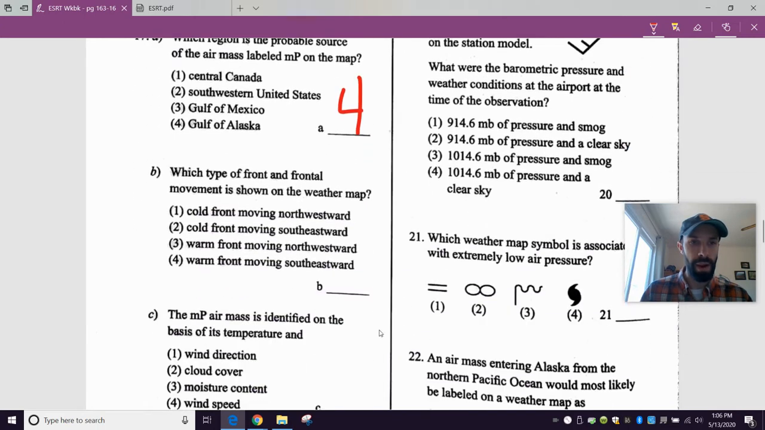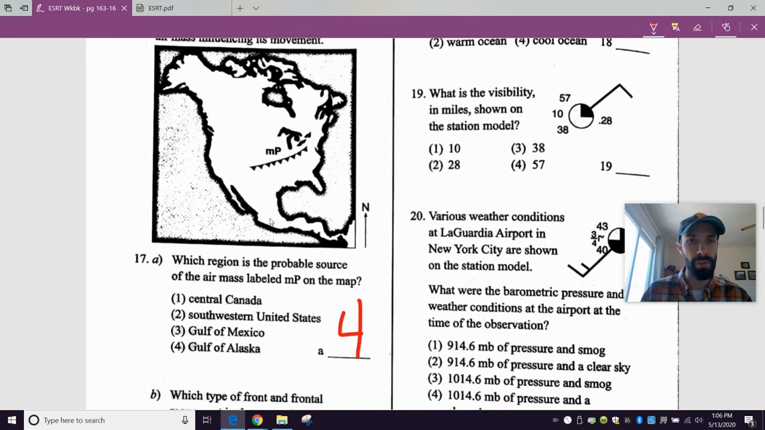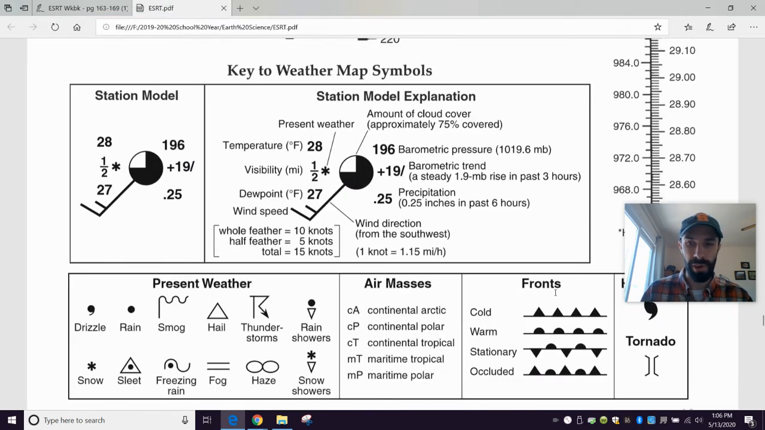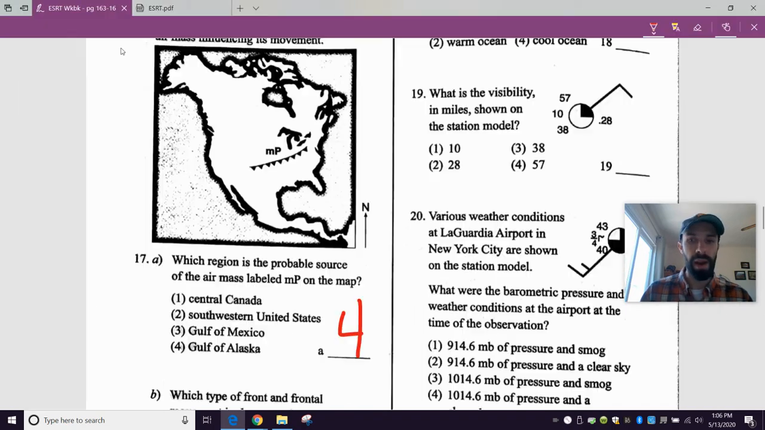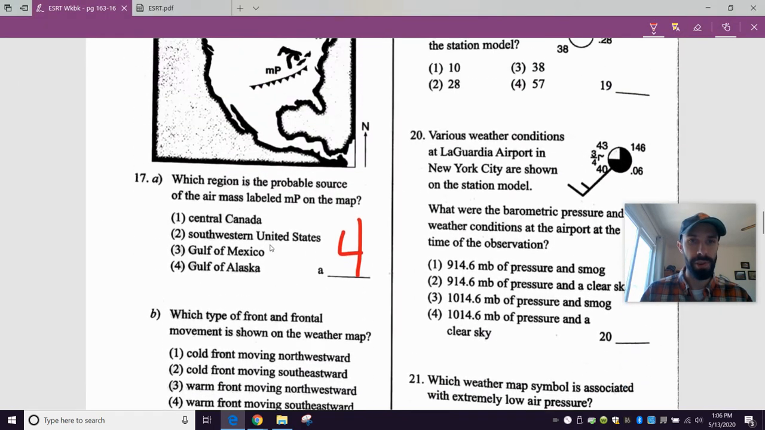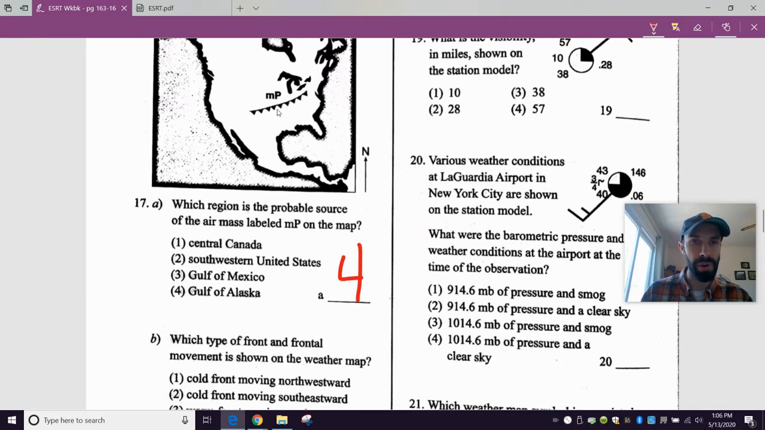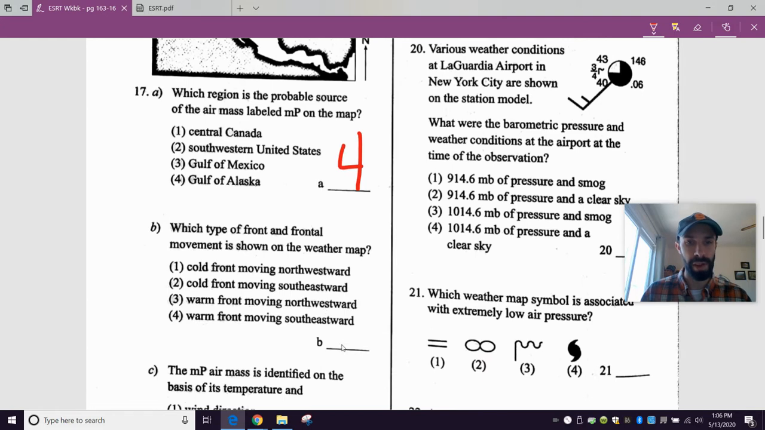Okay. All right, 17B. Which type of front and frontal movement is shown on the weather map? So this front right here, what is that? And if you're not sure, it's right here on page 13. These little triangles kind of look like icicles if you flip it upside down, and therefore you know it's cold. Okay, now which way is that cold front going? Well, the arrows point in the direction that it's moving. Okay, so it is moving this way, and that would be to the southeast. And so we know it's a cold front moving southeast, so that would be number 2.